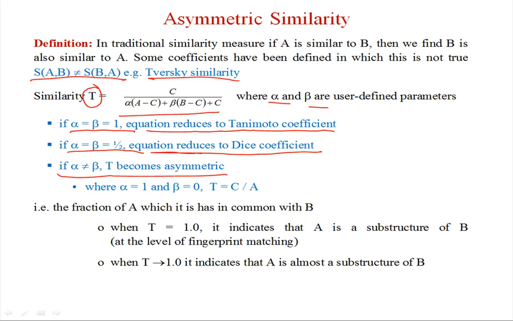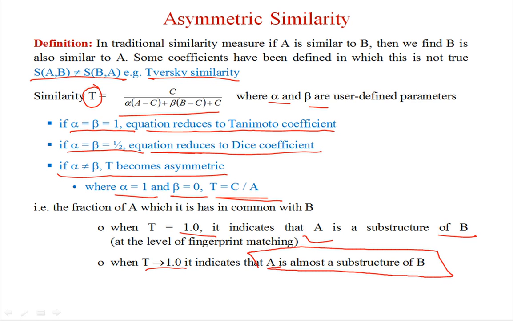That is where alpha is equal to 1, beta is equal to 0, and T is equal to C by A, the fraction of A which it has in common with B. When T is equal to 1.0, it indicates that A is a substructure of B at the level of fingerprinting matching, and when T tends to 1.0, it indicates that A is almost a substructure of B, not complete.